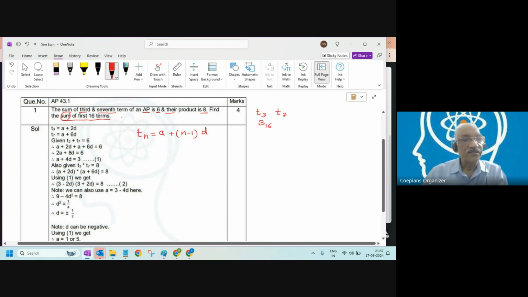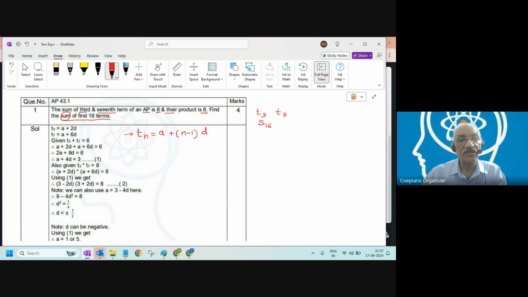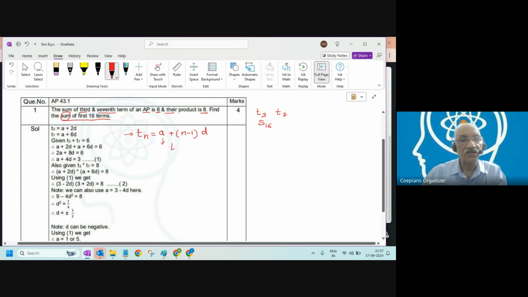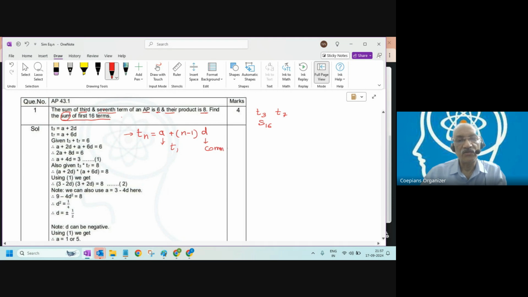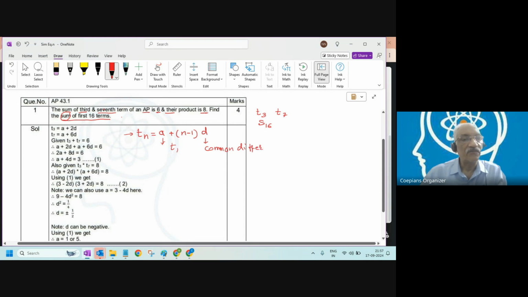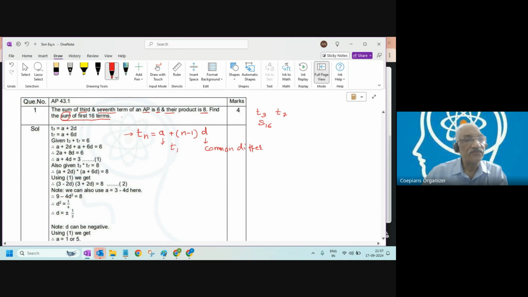So let's get started. As we know, the formula for the nth term Tn is given by a plus (n minus 1) into d, where Tn is the nth term, a is the first term, T1 is the first term, and d is the common difference. So we know all this. Based on this, the formula for T3 becomes a plus 2d, and the formula for T7 becomes a plus 6d.